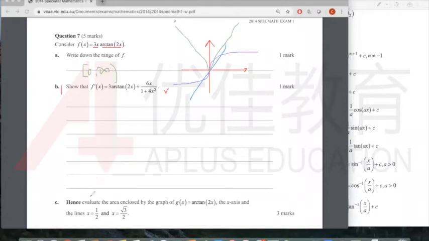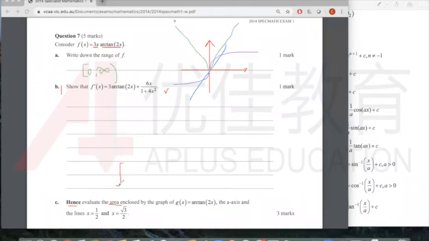The harder part is probably part C. Hence, evaluate the area enclosed by the graph of g(x) being arctan 2x, the x-axis, and these two straight lines. The keyword here is probably "hence". We need to use what was done before to help us complete this question. And we need to find area, which is integration.